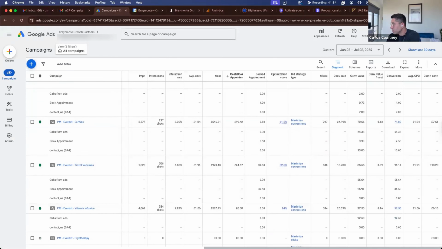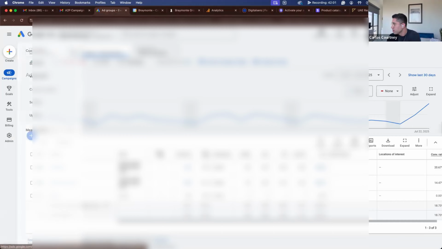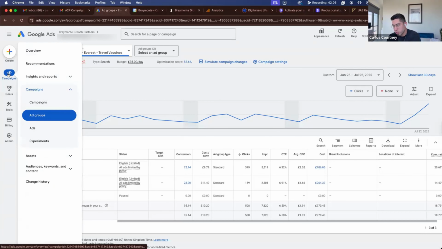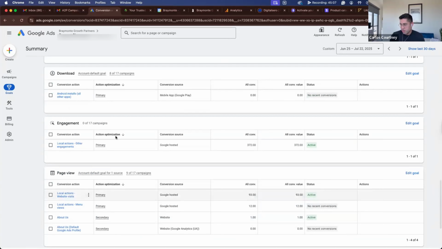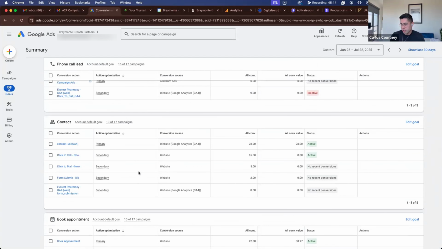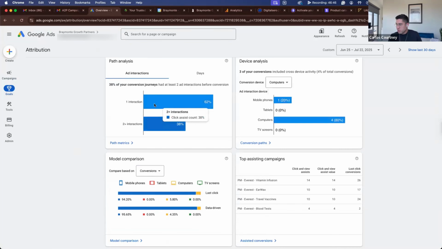So 4. I haven't taken a look, and I don't know if they're running it to those pages specifically, but they're making it onto the booking page and they're going all the way through to convert. Look at this, it's like everything is set to primary. Local action, primary. People click get directions, it's primary.